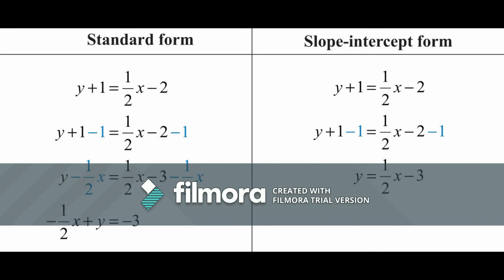Their words are slope-intercept form and standard form. The slope-intercept form is the equation of a straight line using the formula y equals mx plus b. Meanwhile, standard form is another way of writing slope, but using Ax plus By equals C.